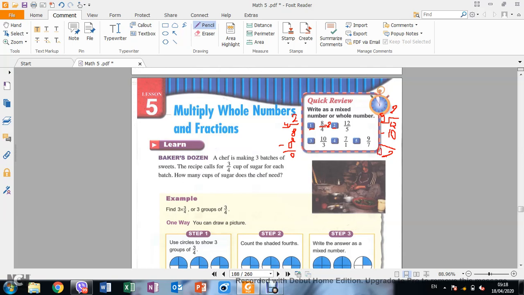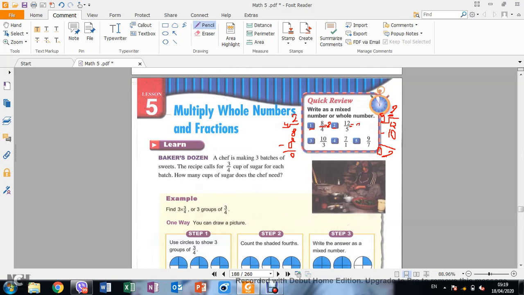Now we have 2 and a remainder of 2. Our quotient is 2 and our remainder is 2. At that time, what do you need to do? We need to write a mixed number because we have a remainder. In this case, the quotient is the whole number. This 2 is the whole number.